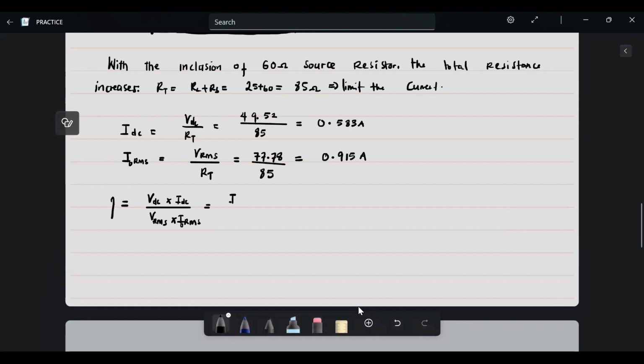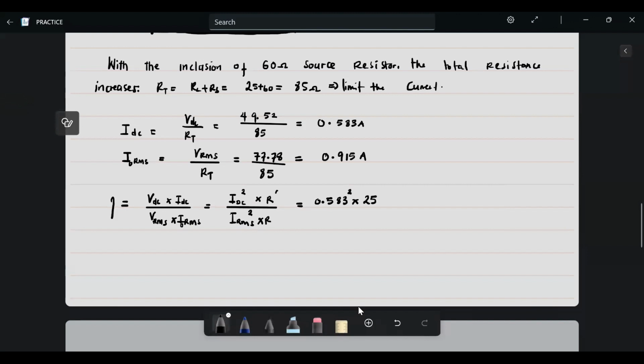Okay, so I'm going to use this. So this also can be written as IDC squared times R over IRMS squared times R. So I want to use the other one now. So you notice that IDC is 0.583 squared times R. So what is R? R is simply equal to what?